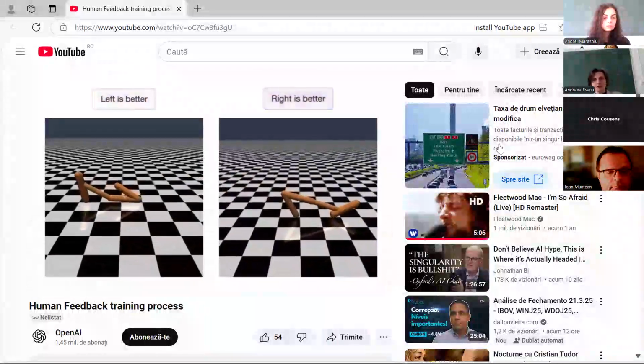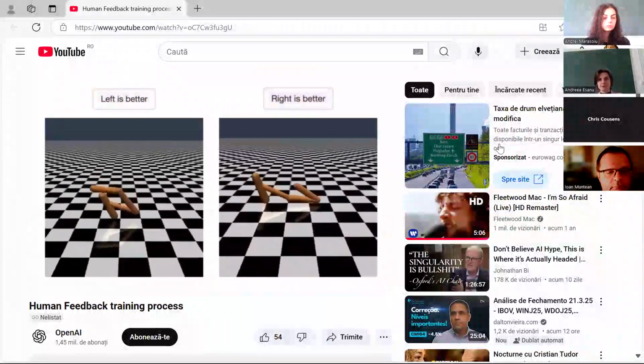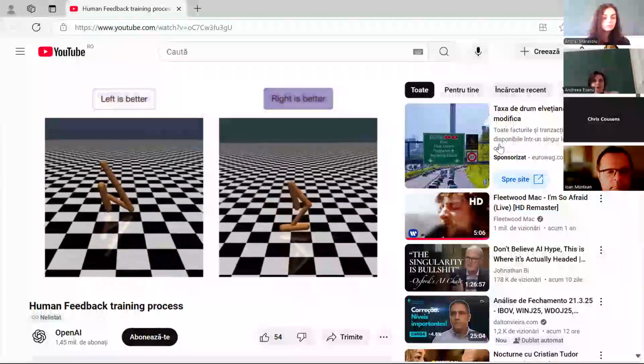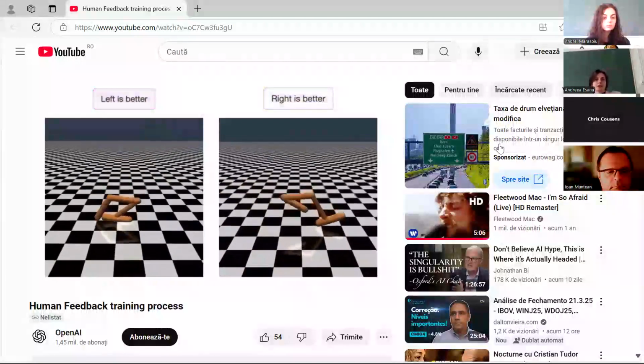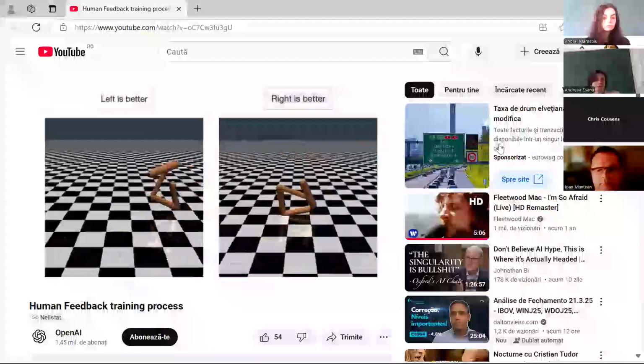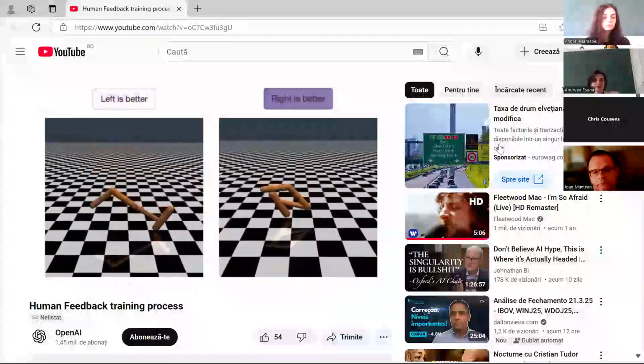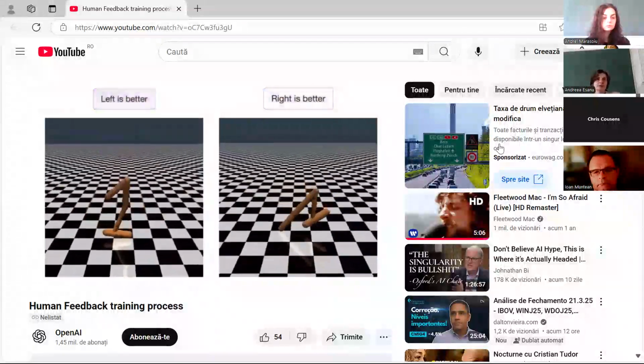basically here the agent learns to do a backflip, and the human feedback is, for instance, the human says which of the two, the right or the left move, is better.